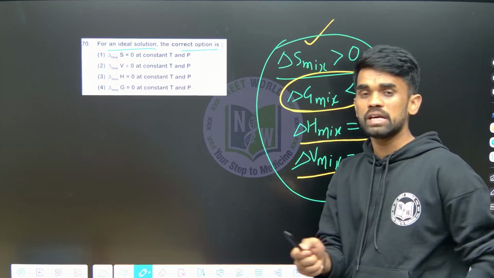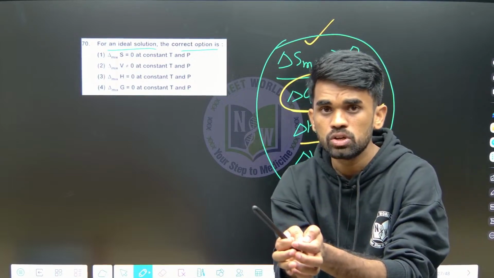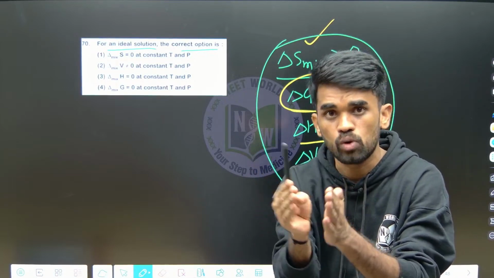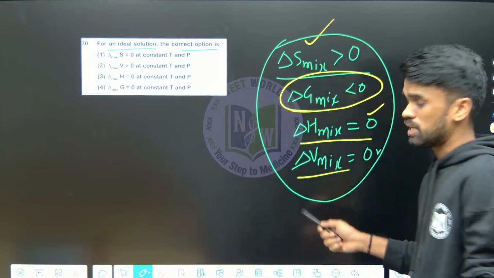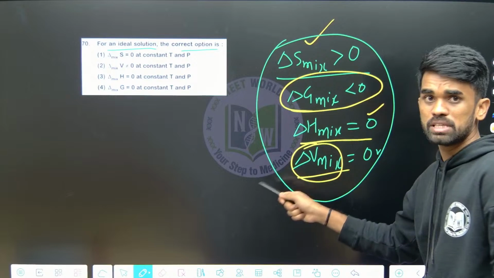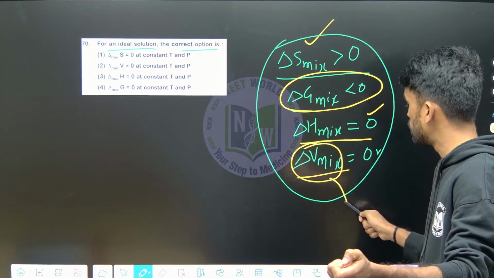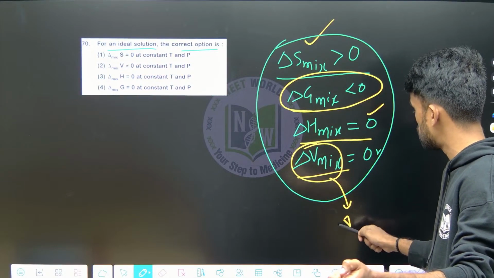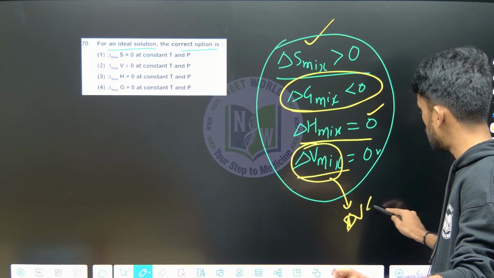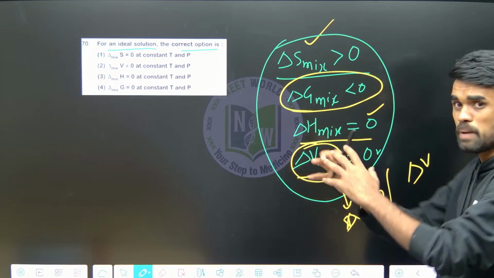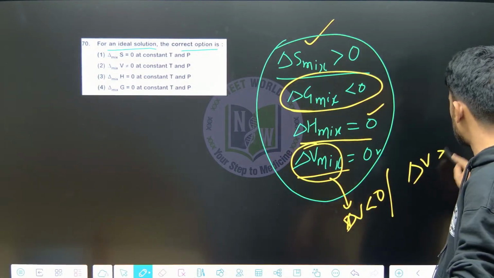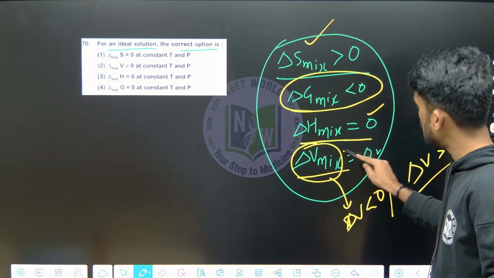For negative deviation, the molecules come close now. So what happens to the volume? The volume decreases. It means delta V mix will be negative. For negative deviation, delta V mix will be less than 0, I am writing. For positive deviation, expansion takes place, therefore delta V mix will be greater than 0. For ideal, it will be 0.